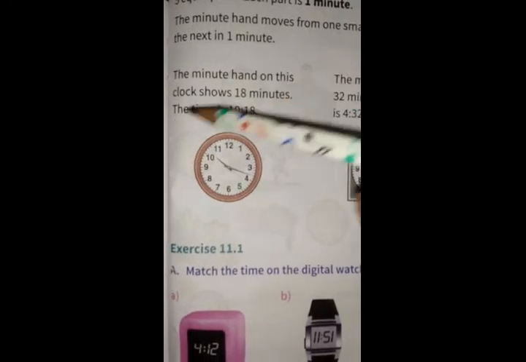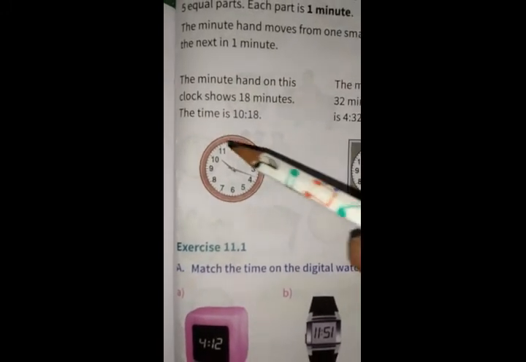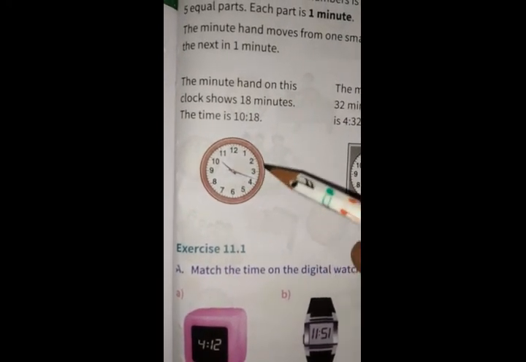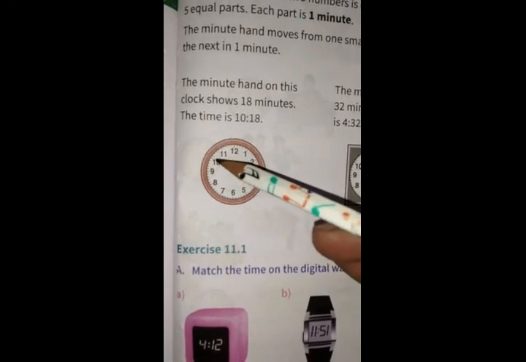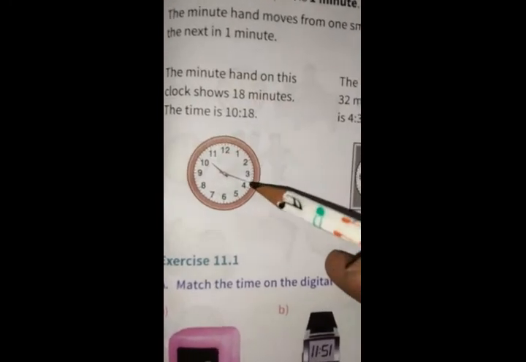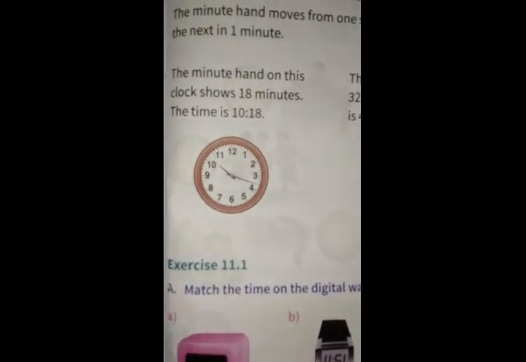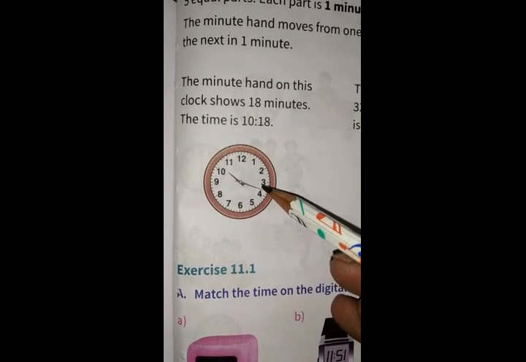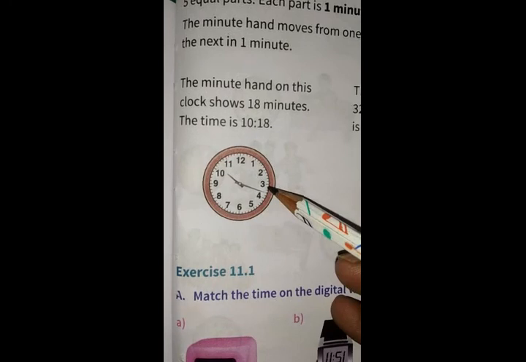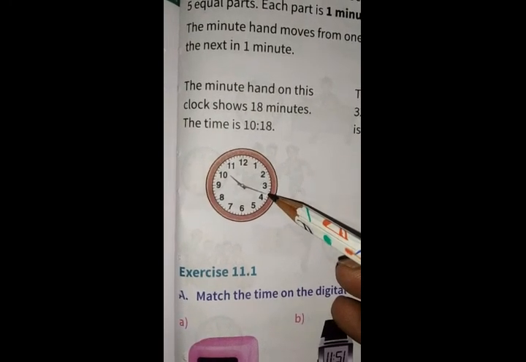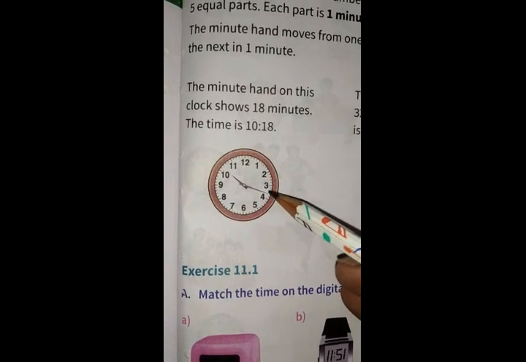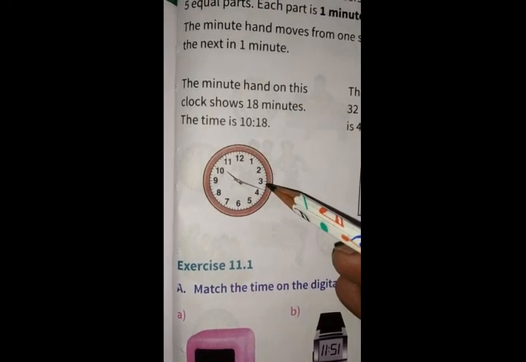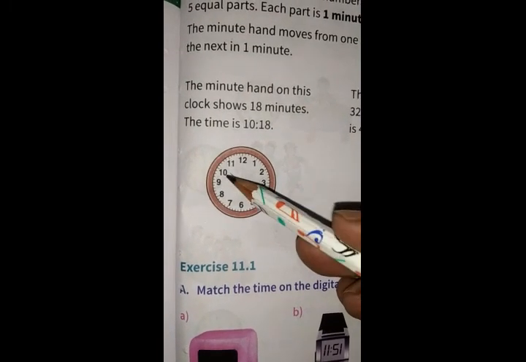Now the minute hand on this clock shows 18 minutes. The time is 10:18. The hour hand is between 10 and 11 and the minute hand is pointing to this point. At 3, it covers 15 minutes. This is 16, 17 and 18. The third part after 3 will cover 18 minutes. Up to here is 15 minutes, then 16, 17, 18. So this is 10:18.